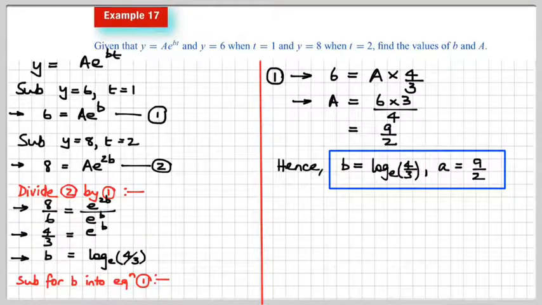So therefore B was, what did we say it was from over here? It's the log base e of 4 over 3, and A was 9 over 2.